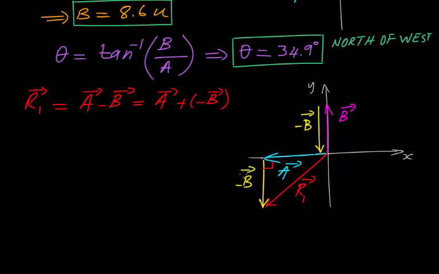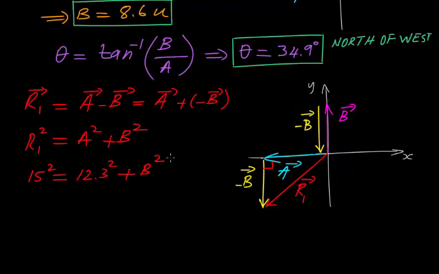This is due to the fact that A and B are lined up, one along the x and one along the y. To solve for R1 or B or A, whatever you need to solve for, Pythagorean is the way to go. And here's how we do that. R1 squared equals A squared plus B squared. Since R1 is given to us to be 15 units and A is 12.3 units, you can easily solve for B, and notice that the expression is very similar to before, and therefore the B vector is going to equal 8.6 units also.